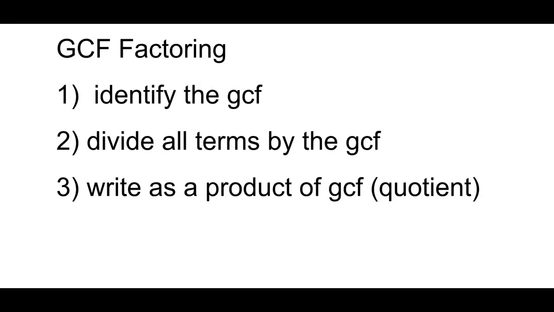The first one is GCF factoring. GCF stands for greatest common factor. So this is the factoring where you are basically undoing your distributive property. First thing you want to do is identify your greatest common factor. Then you're going to divide all your terms by that common factor. And then your final answer, you're going to write it as a product of the GCF times the quotient. So whatever you end up getting when you do that division.